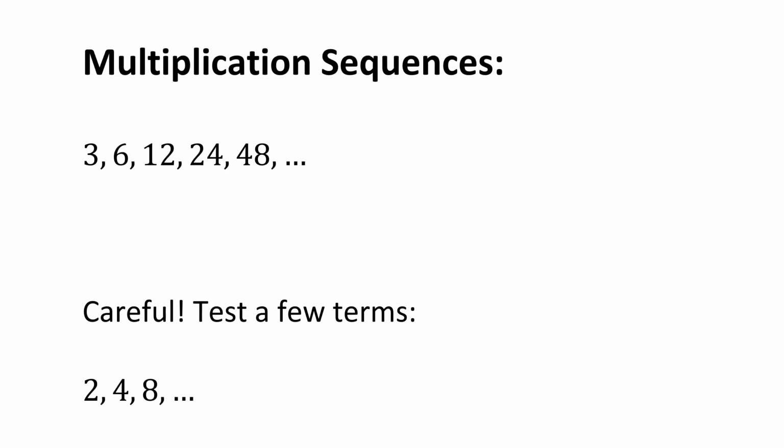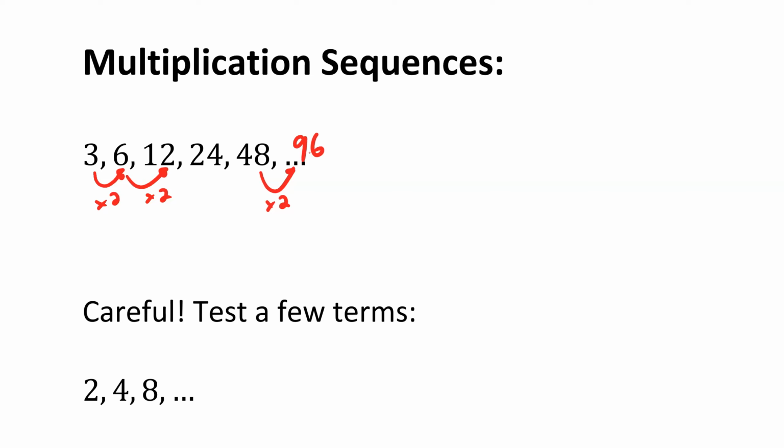Addition is not the only way we can make a sequence. Okay, we can also do multiplication. So looking at this sequence 3, 6, 12, 24, 48, I should be able to see that I've been multiplying by 2 to get from one term to the other. So I should multiply by 2 here to get my next term of 96.